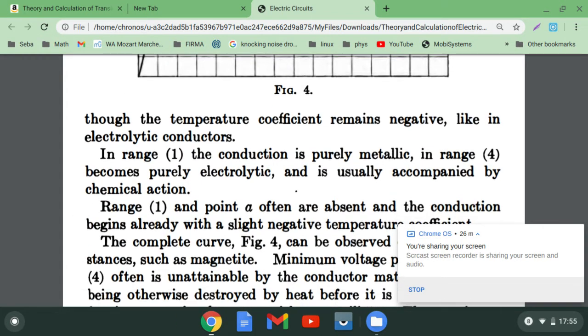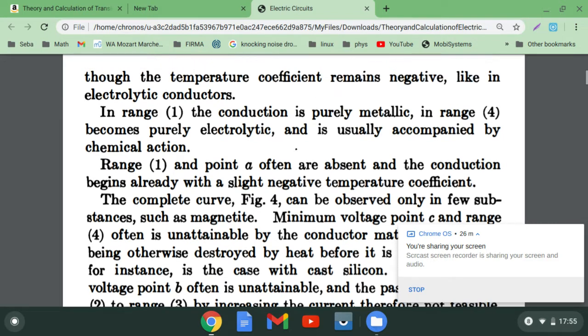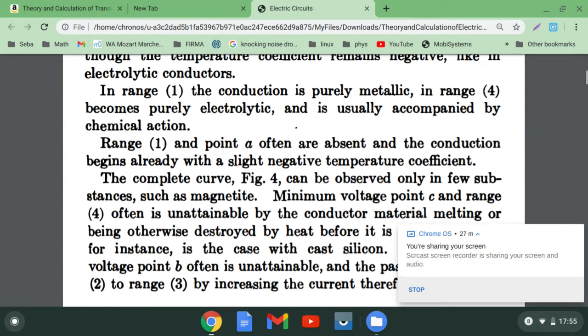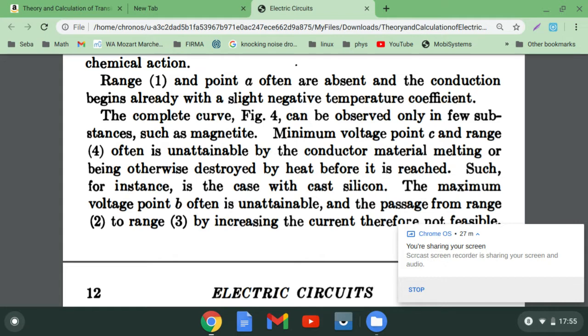Though the temperature coefficient remains negative like in electrolytic conductors. In range 1, the conduction is purely metallic. In range 4, it becomes purely electrolytic and is usually accompanied by chemical action. Range 1 and point A often are absent, and the conduction begins already with a slight negative temperature coefficient. The complete curve, figure 4, can be observed only in few substances such as magnetite.